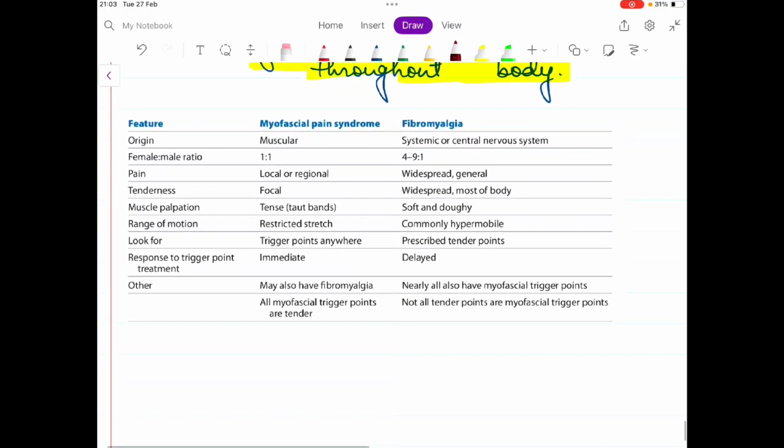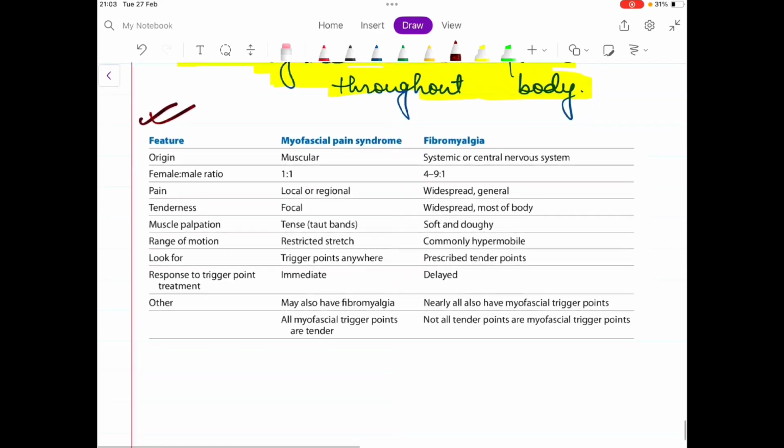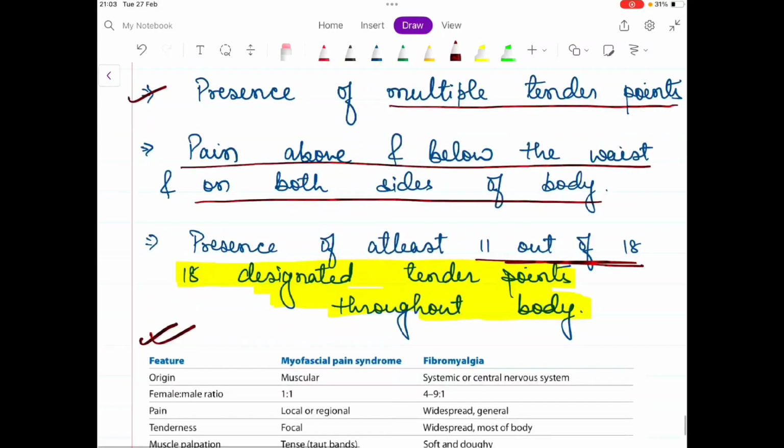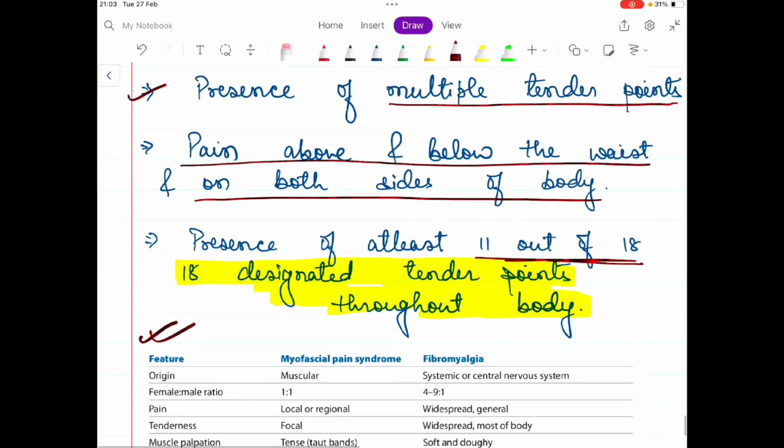So this is a chart which shows the difference between myofascial pain syndrome and fibromyalgia. You could just take a screenshot of it. I'm not going to repeat this. So this is it. In the next video I'll talk about maybe MFR.